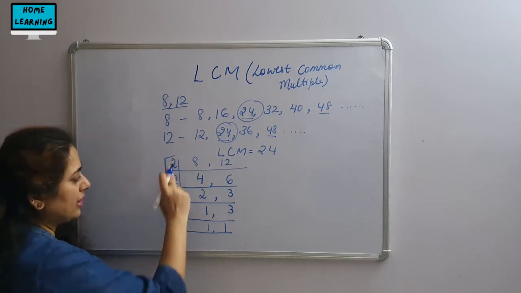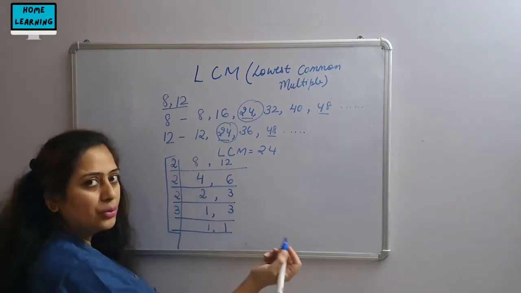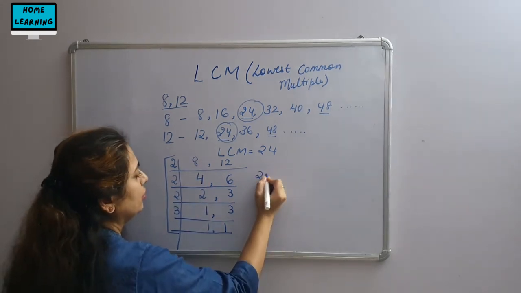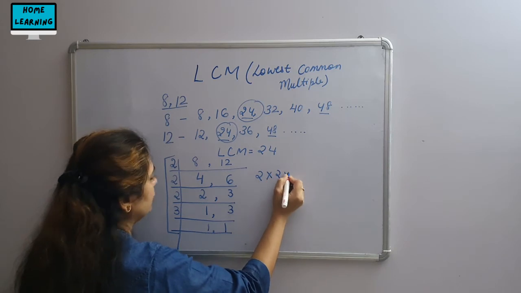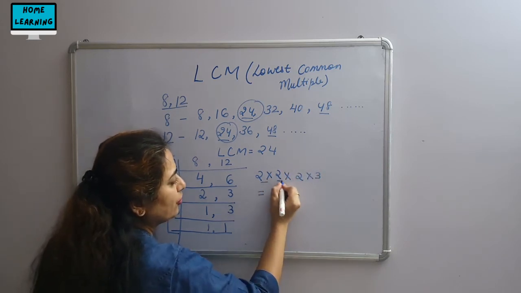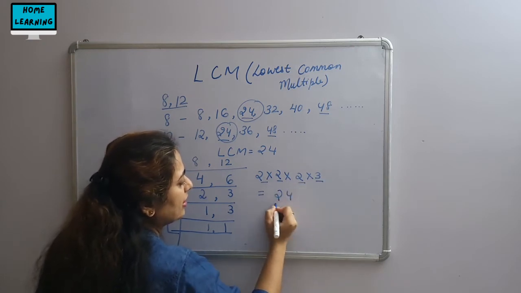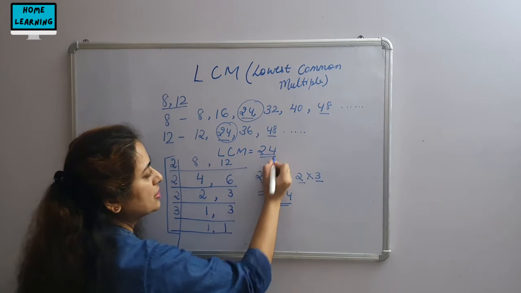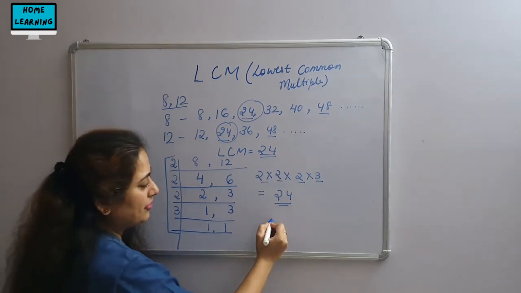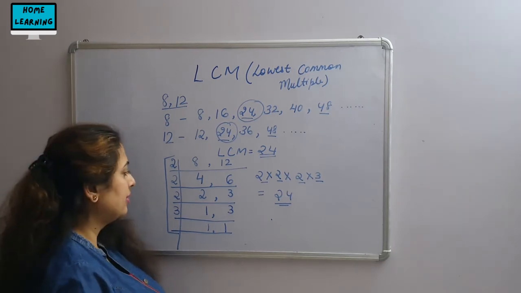Division is ended. Now all these numbers are multiplied to come to LCM. 2 into 2 into 2 into 3. 2 2s are 4, 2 4s are 8, 3 8s are 24. Again the answer is 24. LCM is 24 and this is the division method. I hope you understood this.